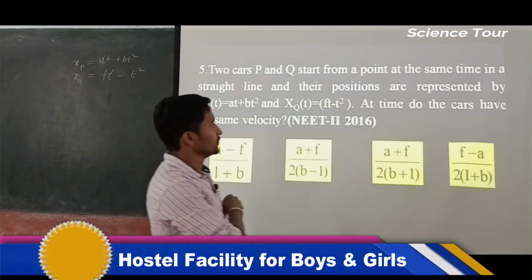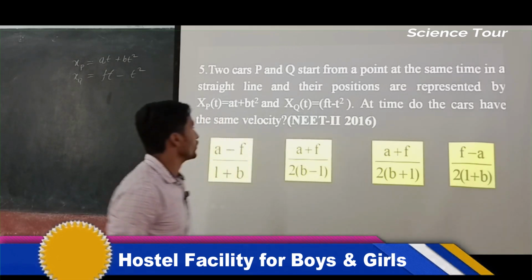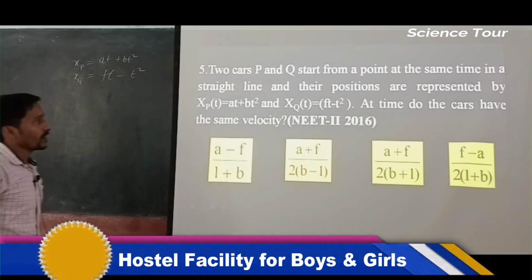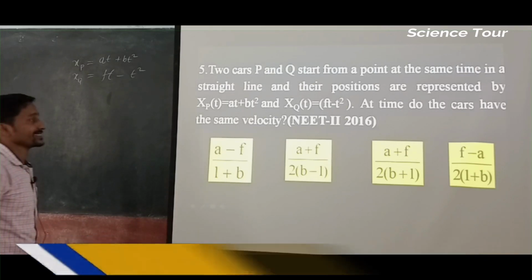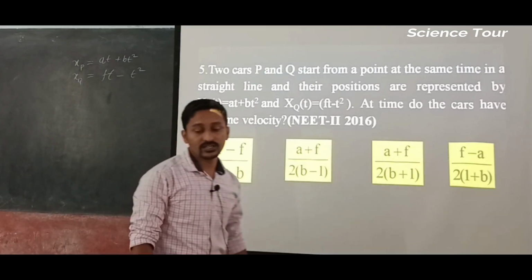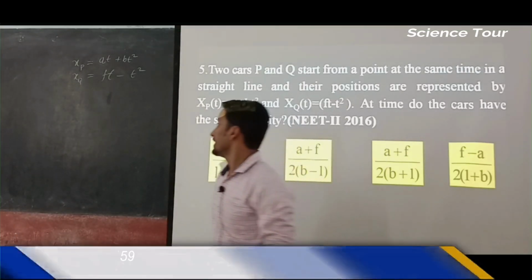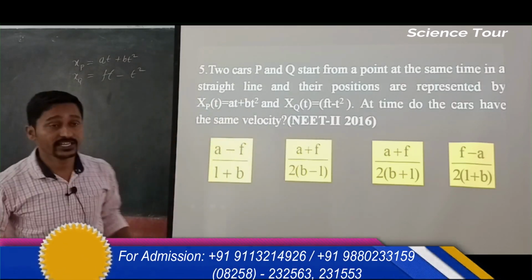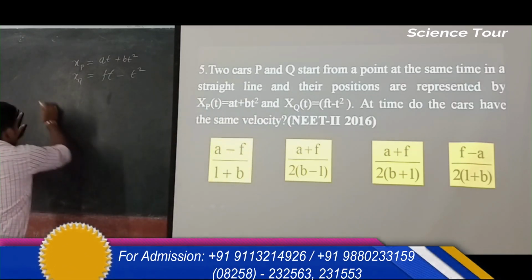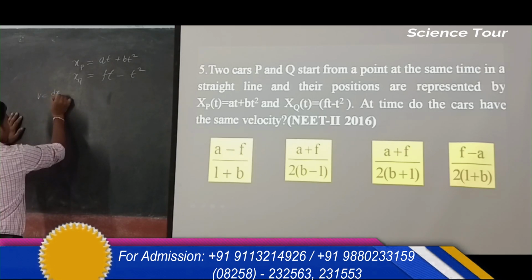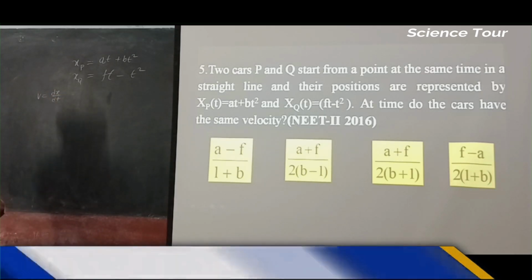At what time do the cars have the same velocity? Their velocity is the same at what times? Let's see first what the velocity expression is. Velocity is nothing but the differentiation, dx by dt, right?